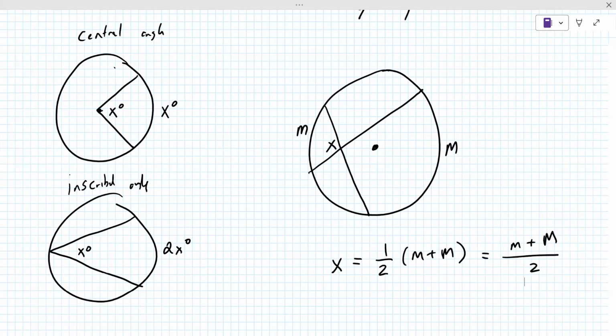So let me find a couple of quick practice sets for us to work on based on this, and then we'll move to exterior angles.